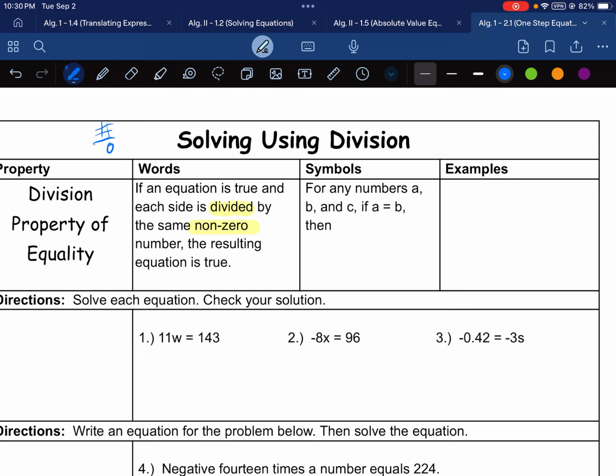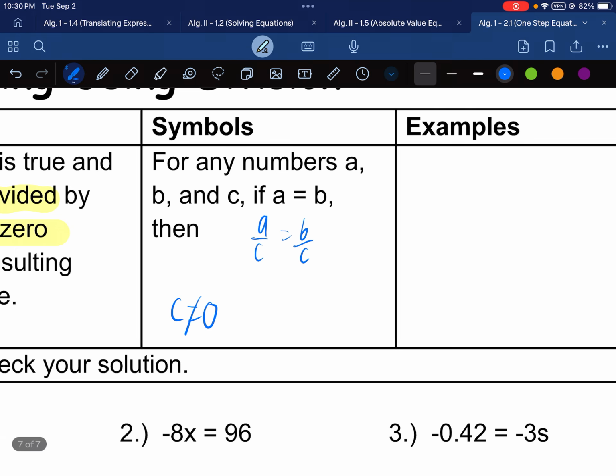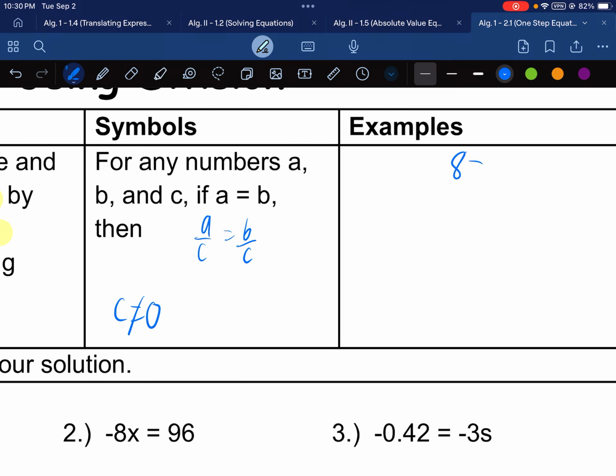Because you can't take things and split them into 0 groups. Even if you were to have not split anything up at all, it still is in one group, the group it's originally in, or they're all intact. So that's why it clarifies non-zero number, because we can't divide by 0. So for any numbers a, b, and c, if a equals b, then a over c equals b over c, provided that c is not 0, because once again, we can't divide by 0.